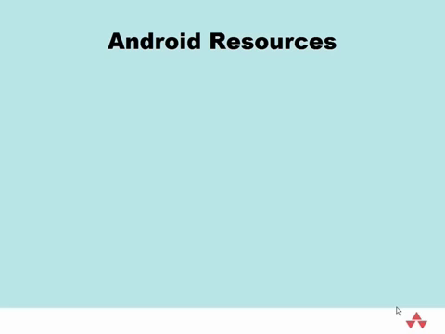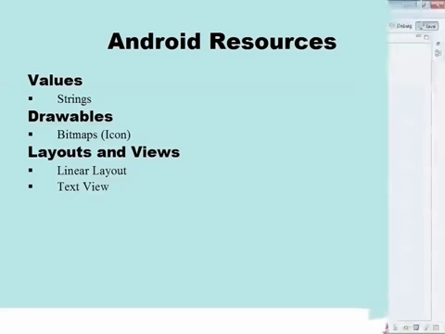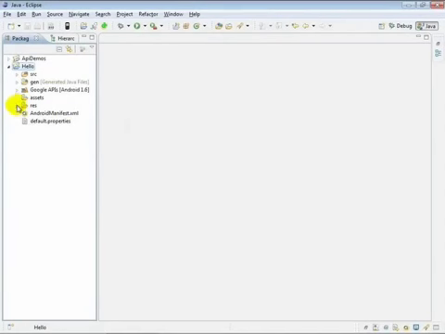First, let's look at strings. The ADT created two strings for us. The hello string is what appeared in our text view, and the other one is the name of the application. We'll change both of them. First, the application name. Second, the hello text, to which we will add the bold attribute.